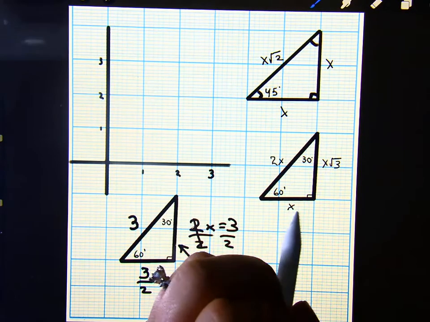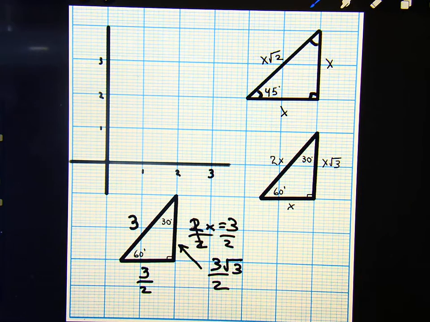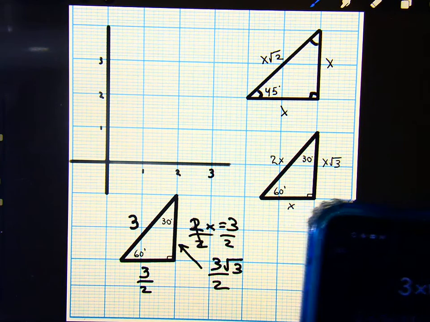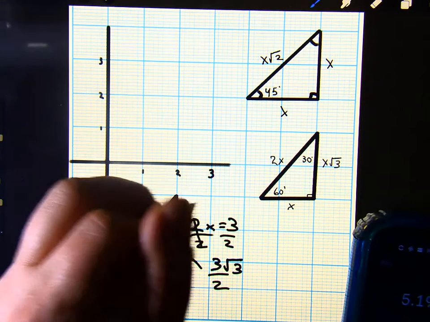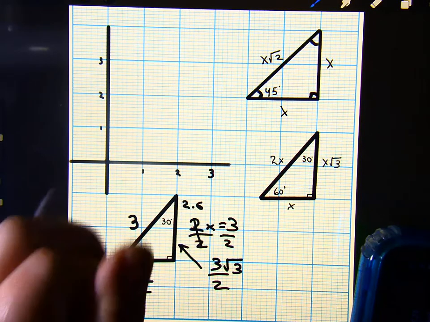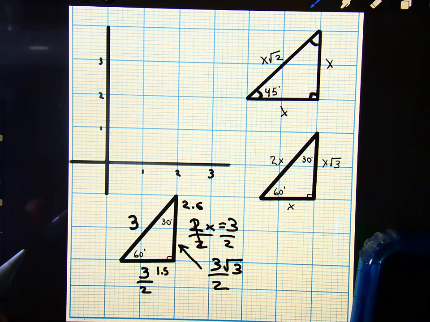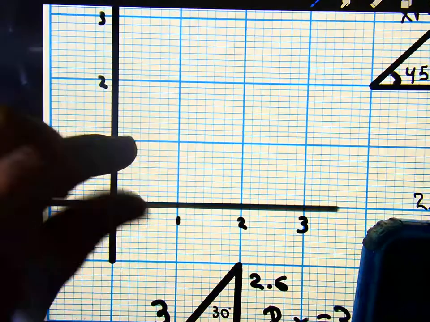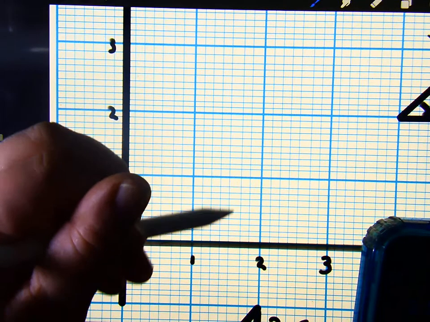Because that's all this says, is you take whatever quantity this length is, multiply it by the radical 3, and you get your answer. So 3 times radical 3 divided by 2 is basically 2.6. Okay, and this is 3/2, so 1.5. So we're going to basically go 1.5 and 2.6.